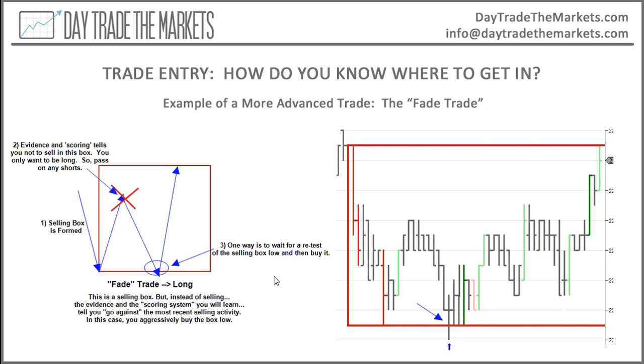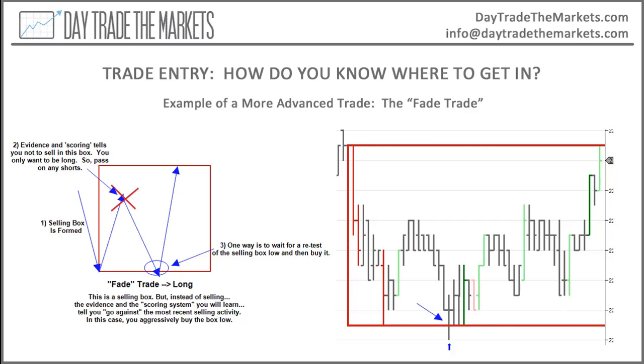Now, again, I'm not going to talk a lot about the advanced trades, but I just want to point out that so much goes into the scoring system and making sense of the market that just because in certain cases maybe we get a selling box doesn't mean we automatically want to be a seller. We might have a situation where the market evidence is telling us that we want to be long.